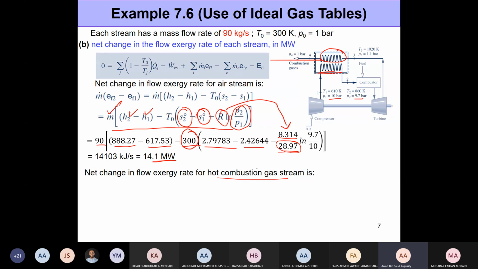Anyone wants to guess whether it's going to be equal to 14.1? Is it going to be higher than this or lower than this? What do you think about the exergy change for the hot combustion gases? It will be higher. Okay, and why do you think it'll be higher?